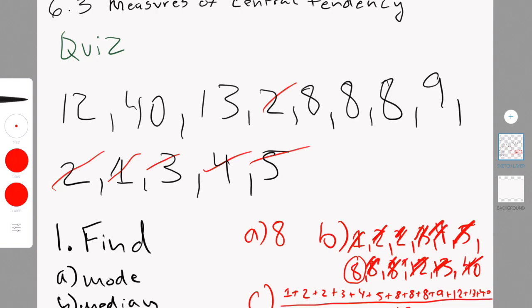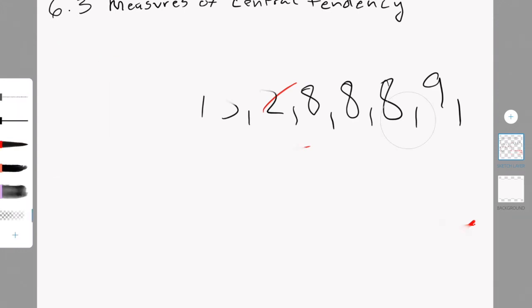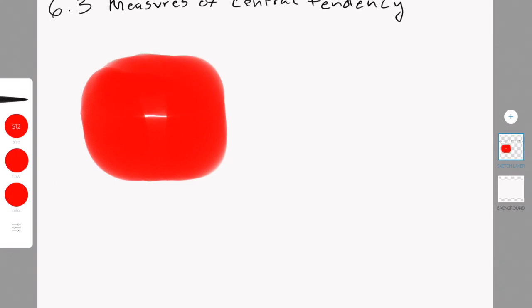The answer is 115 divided by 13, which is 8.85.